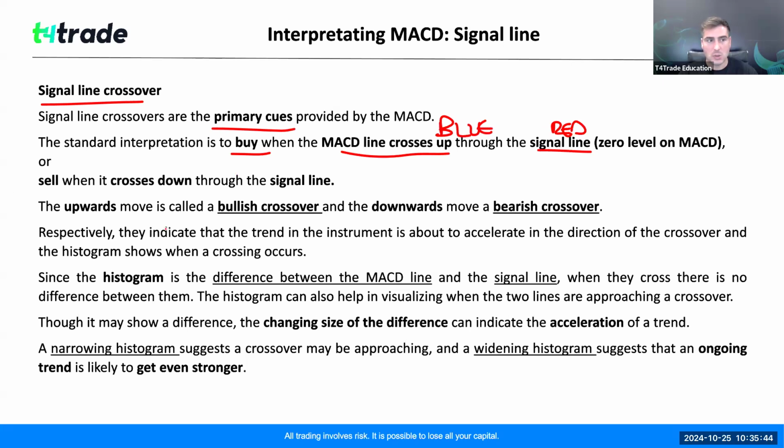Okay, or sell when it crosses down through the signal line. So the blue line is larger than the red line, or the value of the blue line is larger than the red line. The value of the blue line is the MACD, the value of the red line is the signal line. If it's above, this gives you a buy signal, and the opposite is also true, vice versa.